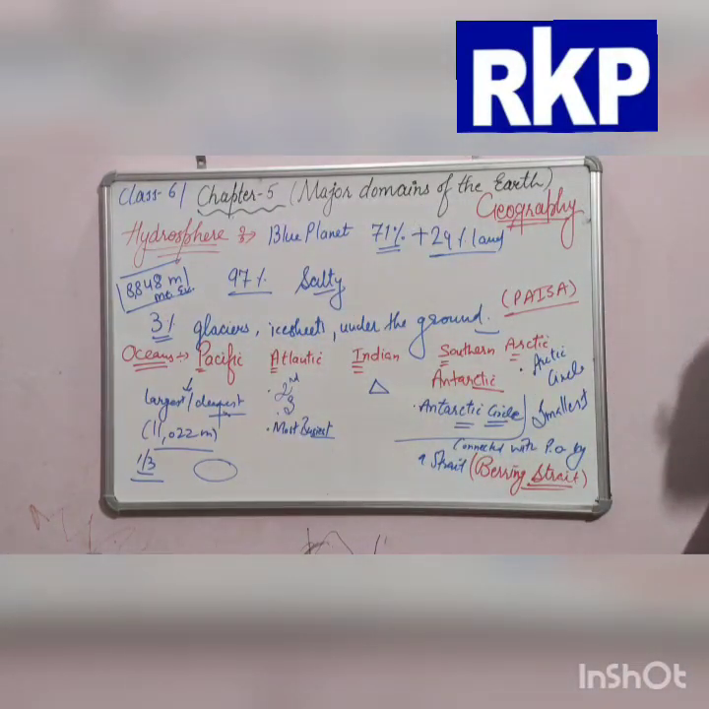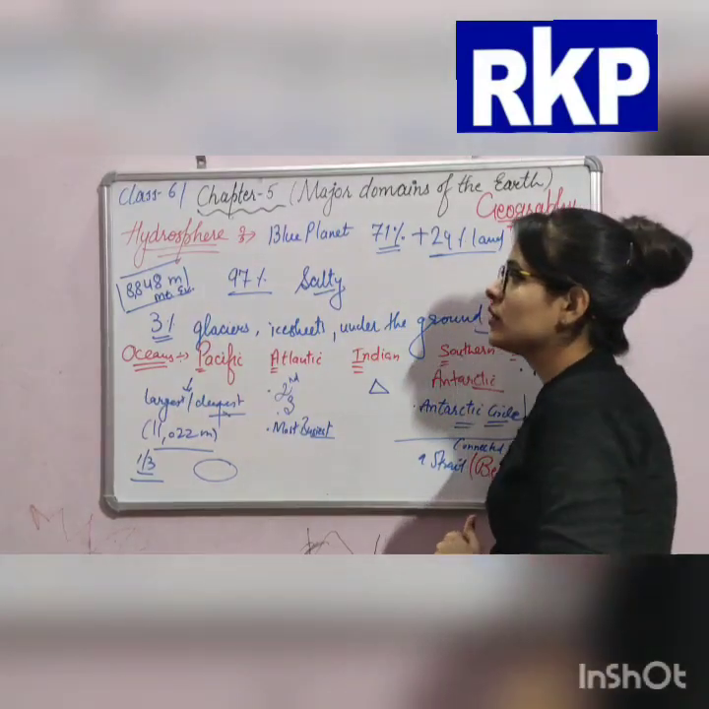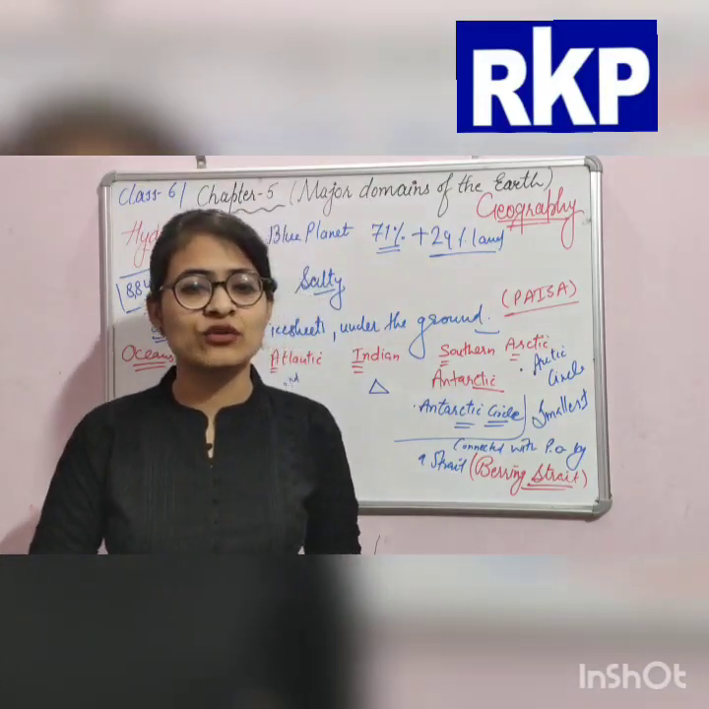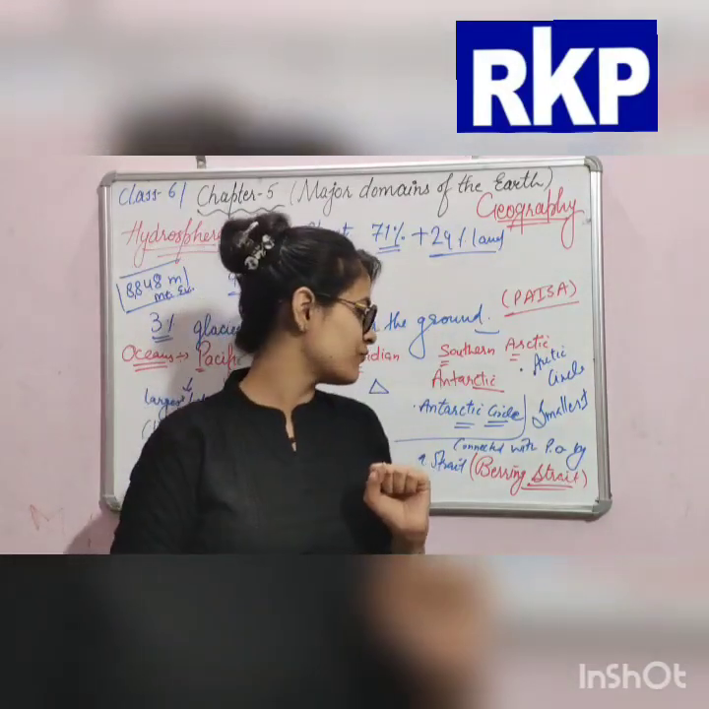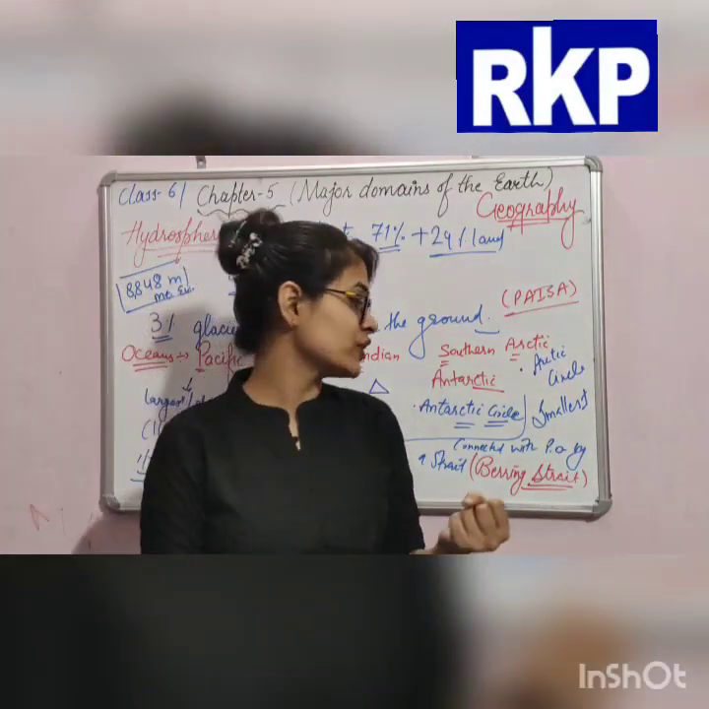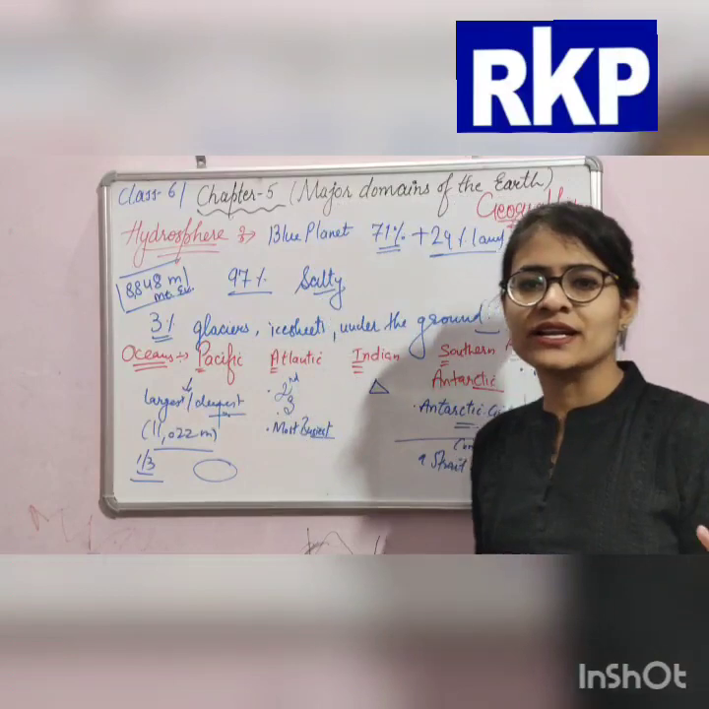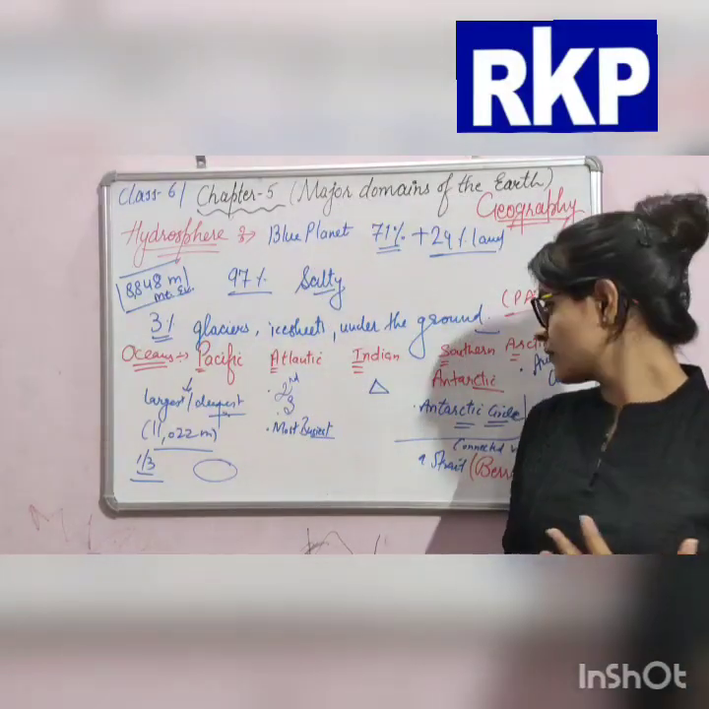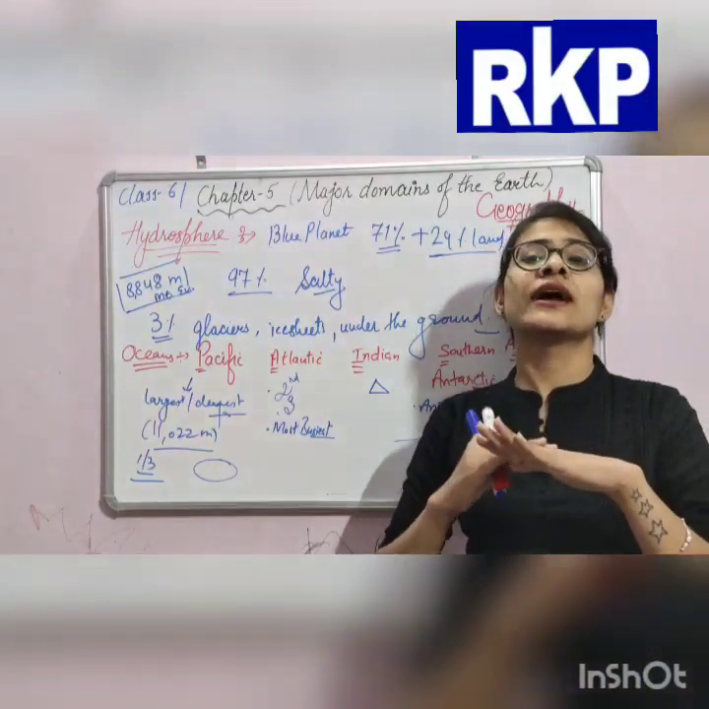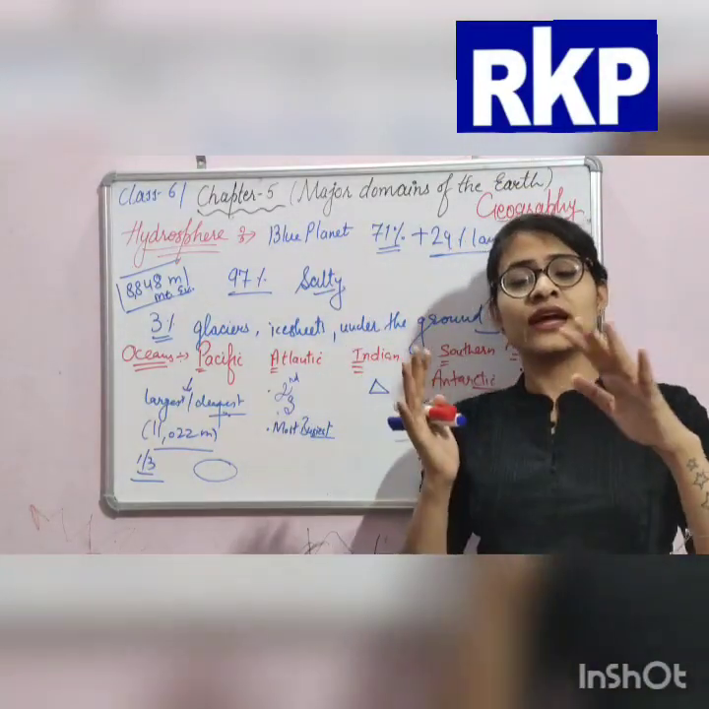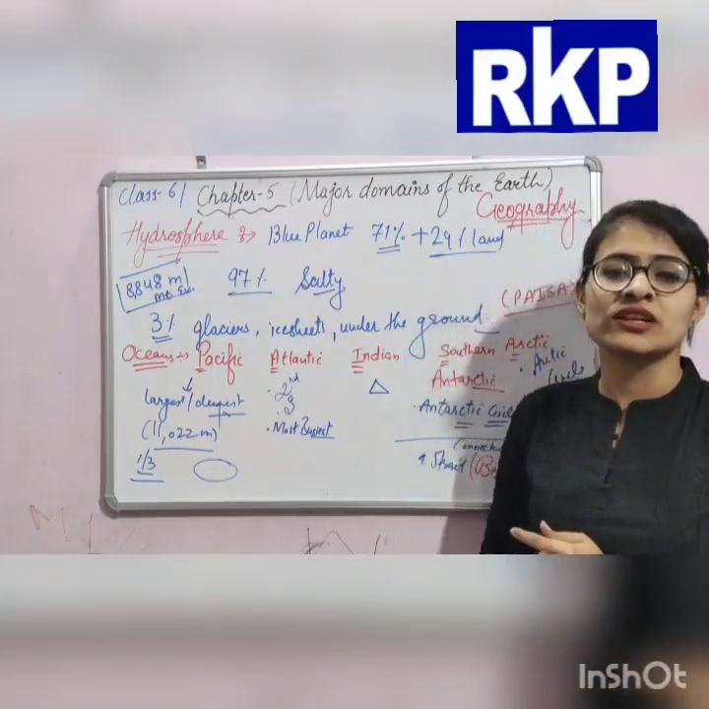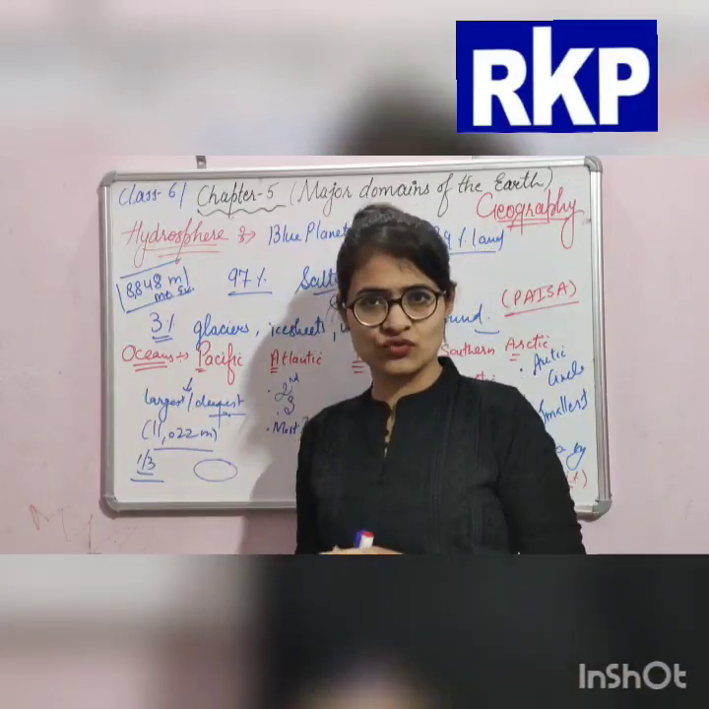I hope this is clear to you all. Now we are going to discuss about hydrosphere. So first of all, what is strait? Strait is a passage of water that is connecting two large water bodies. So Bering Strait is there, and it is connecting Pacific Ocean and the Arctic Ocean. Okay, that is called strait, a passage of water that is connecting two large water bodies.